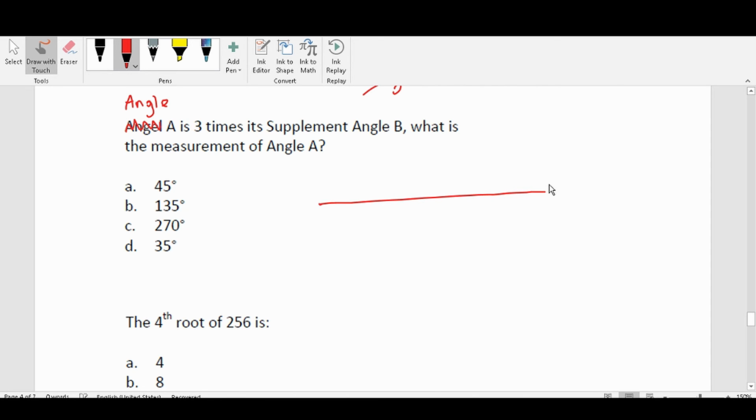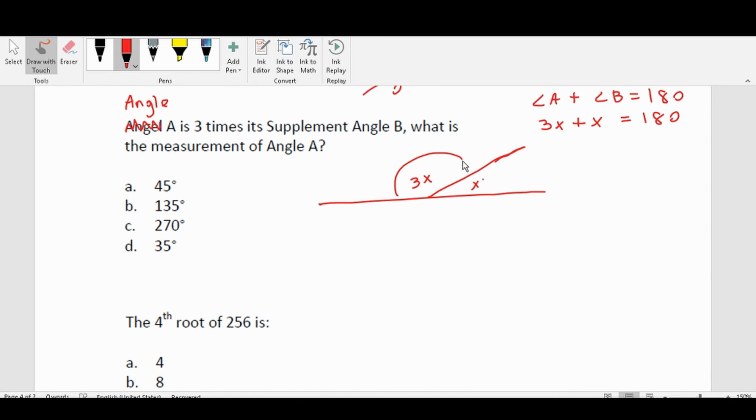So again, we know that angle A plus angle B is going to be 180, right? And we're told angle A is 3 times greater than angle B. So if I let angle B be represented as x degrees, I know that A is 3 times greater, so this has to be 3x. And now I can go ahead and plug these into this formula. So this is going to become 3x plus x equals 180.